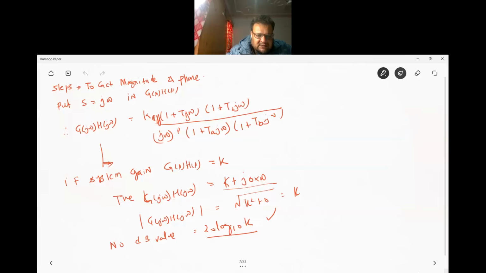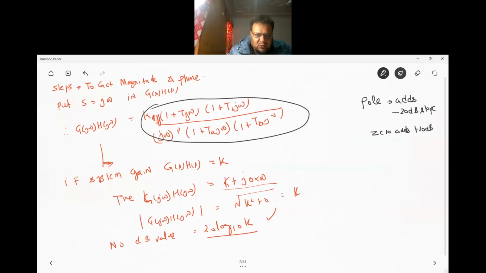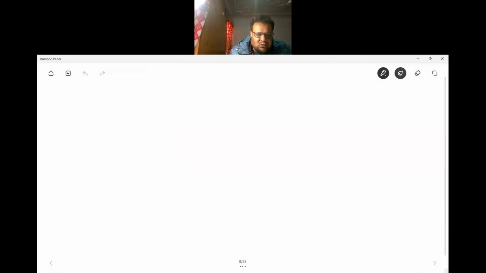Now, a very important way to understand is basically what does a pole do? A pole basically adds minus 20 dB to the slope. What does a zero do? A zero adds plus 20 dB to the slope. Now you see, we have gotten it into the time constant form wherein I have written the K effective value over here. So let's say you are having G(s)H(s) as K. So how do you get the magnitude of it? Magnitude would be the square root of K squared, which is K. So now in the dB value, it would be 20 log to the base 10 of K. This is its dB value.